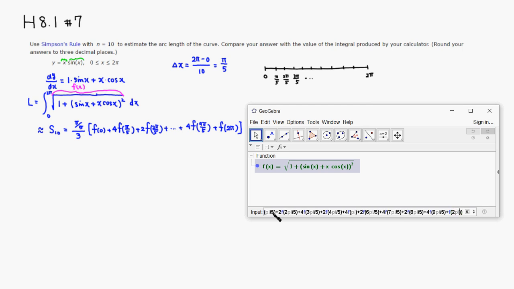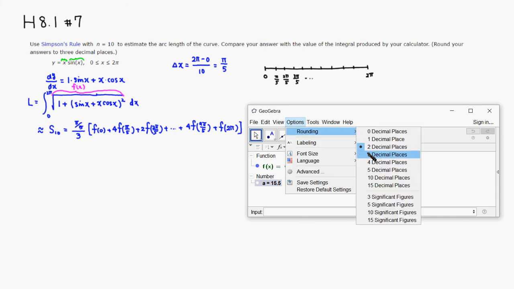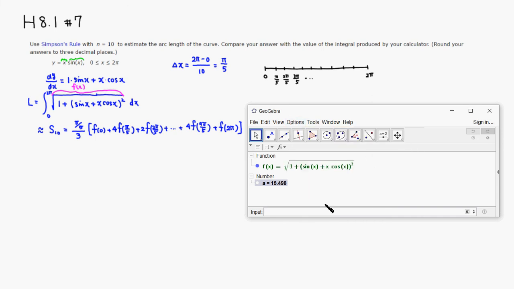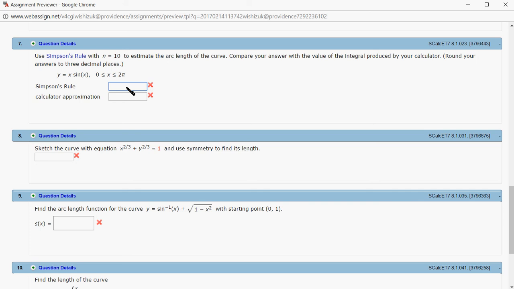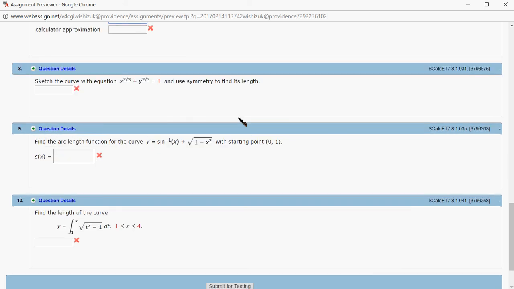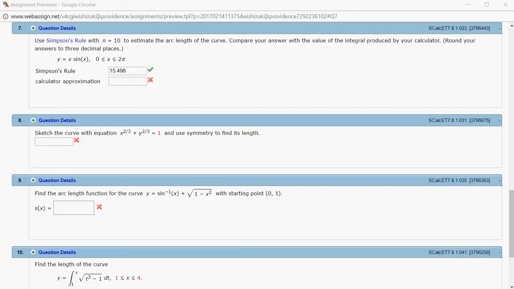And hopefully I typed these correctly, so hit enter. It came out to be 15.5, but the problem says to round the answer to 3 decimal places, so I have to change the rounding option to 3 decimal places. It came out to be 15.498. So let's type it in and submit for testing. It came back and it looks like we got this one correctly.